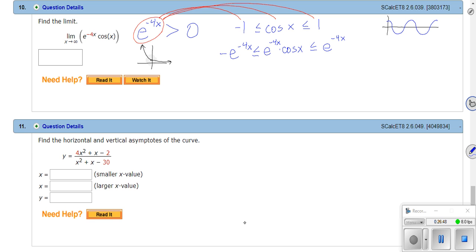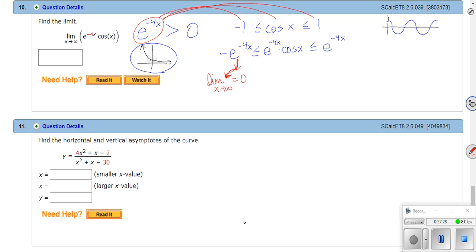What happens here on a negative e to the -4x? If this is e to the -4x, this graph that I drew over here, the negative just means it's going to flip down, but it's still going to approach 0. So the limit as x approaches infinity of this equals 0. So the limit of negative e to the -4x as x approaches infinity equals 0.